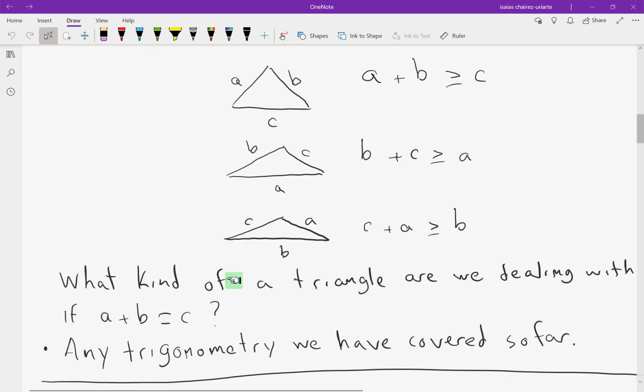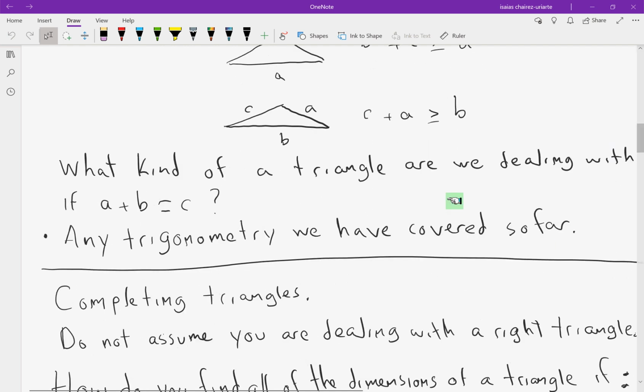Think about this question. What type of triangle are you dealing with if the sum of the lengths of two sides, a and b, is exactly equal to the length c? What does that triangle look like? Some more preliminaries, things that we're going to be using throughout the sections in this chapter, is pretty much any trigonometry we've covered so far. So keep your trigonometry game strong because you're going to be needing it.